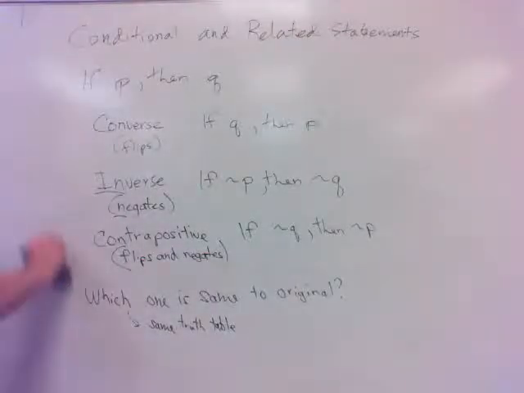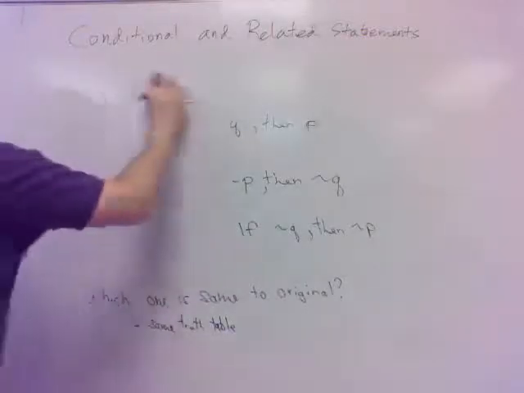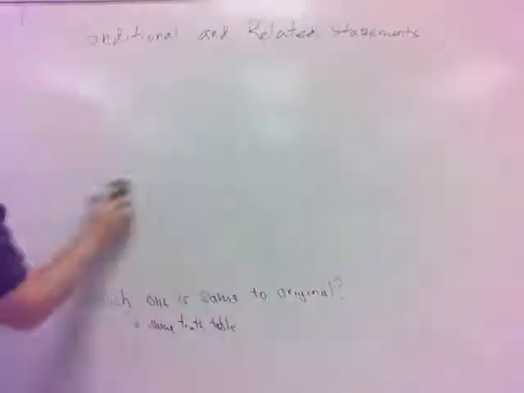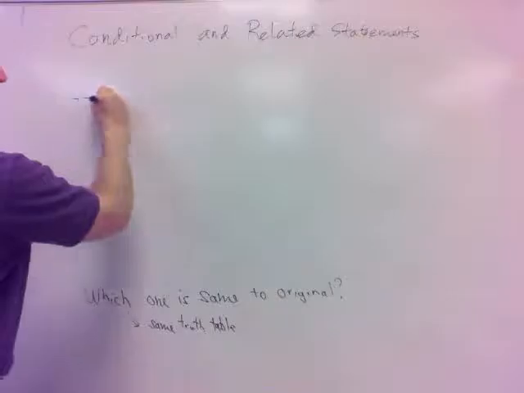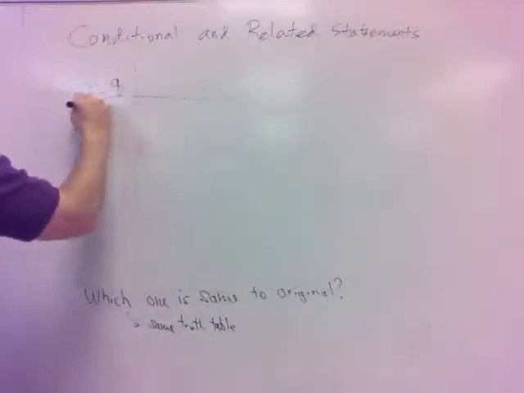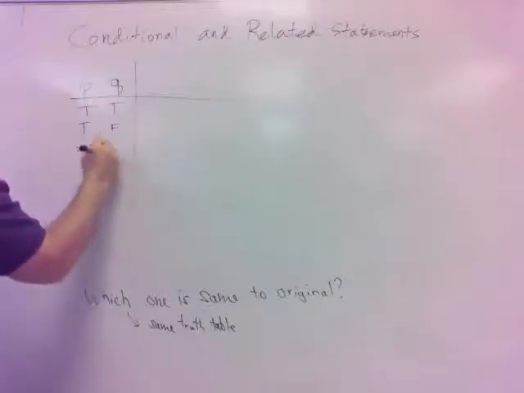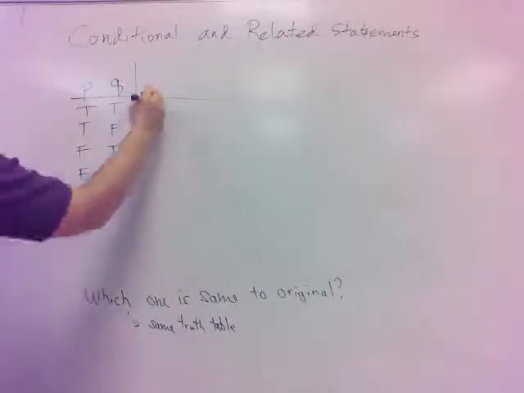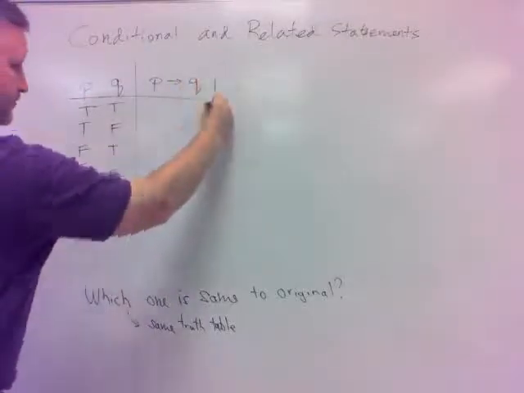So let's look at the truth table for each one, and we'll do it as compactly as we can. It shouldn't take us too much space here. 4 lines. All right. So we're going to do a truth table for the original statement. So it's just P's and Q's. So it's true, true, true, false, false, true, false, false. So the original statement is if P, then Q, P arrow Q.